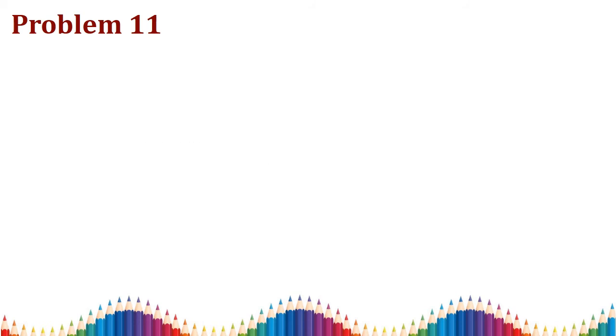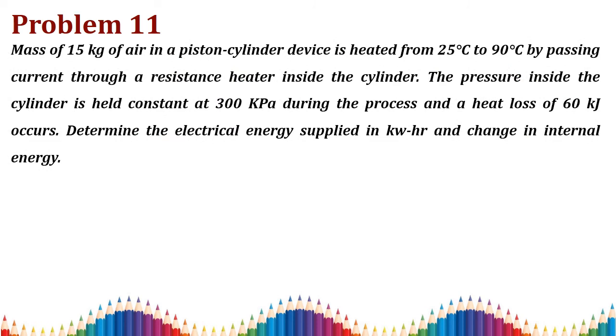So next, problem 11. A mass of 15 kg of air. Here the mass is 15 kg, and it is for air, so we have to consider the Cp, Cv and R values for air. Air is present in a piston cylinder device, and it is heated from 25 degrees Celsius to 90 degrees Celsius.